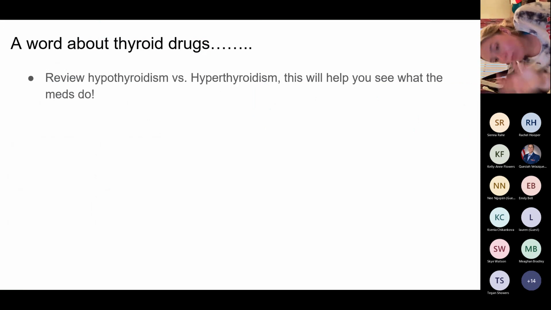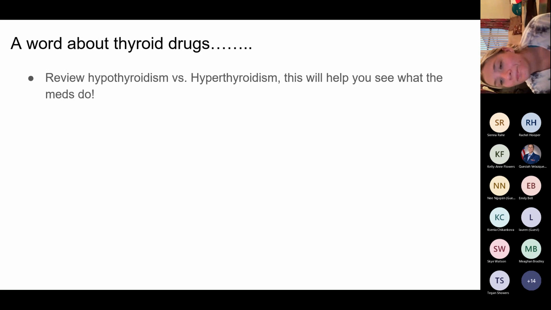Now moving from the respiratory, we get to talk about some thyroid stuff. Really, please review your hypothyroidism versus your hyperthyroidism from pathophysiology. This will help you make connections with the medications. Hypo, think low and slow. Hyper, think running on the treadmill at 100 miles an hour.